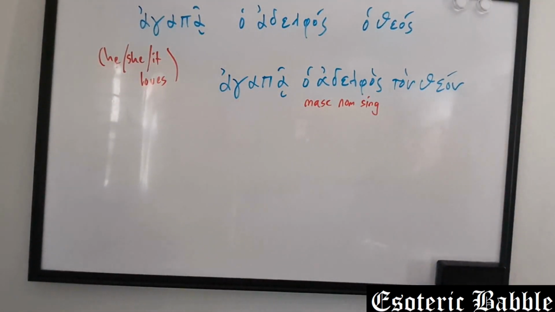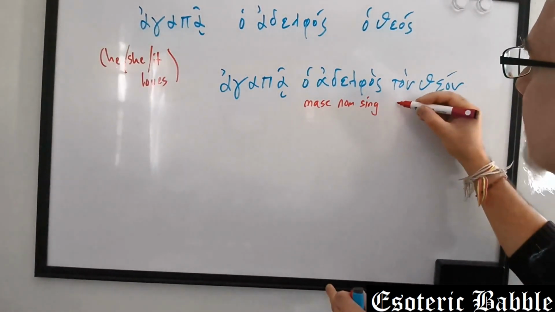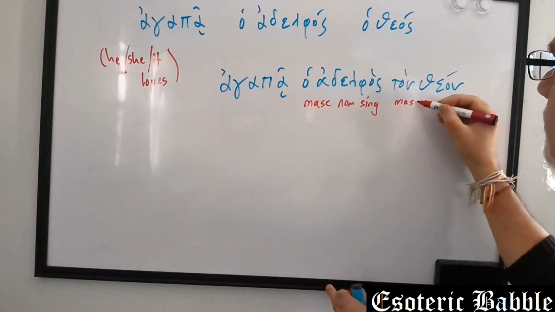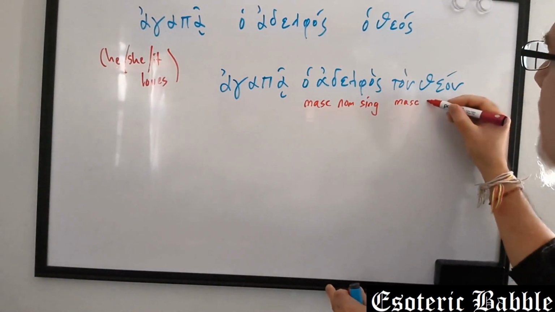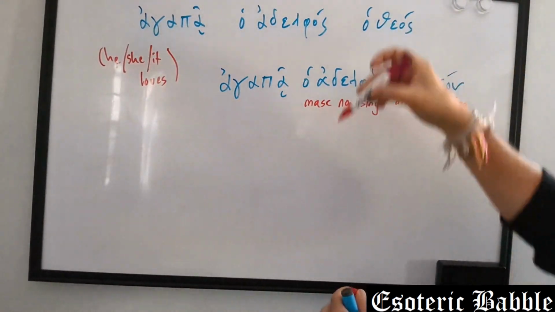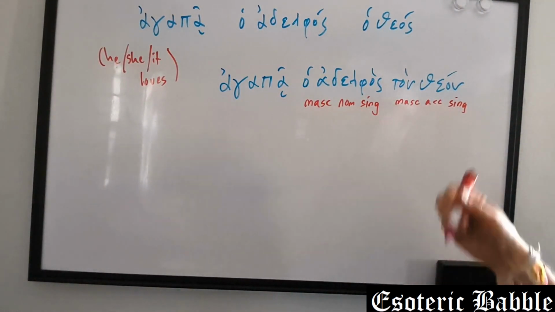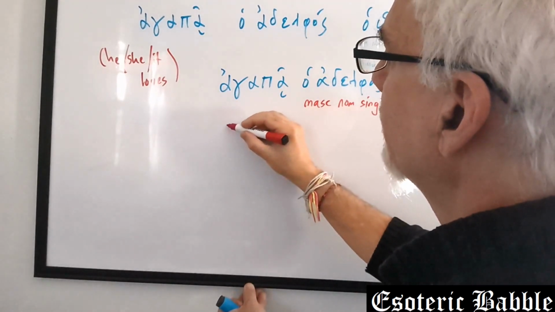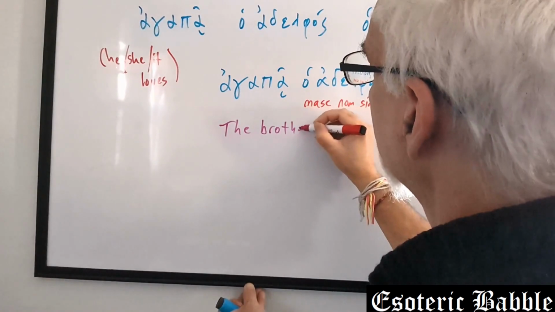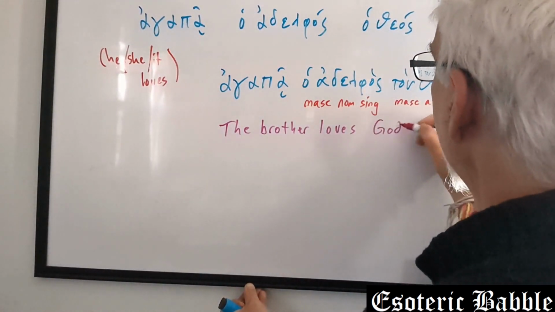And then we see ton theon, and we know from before that this is actually masculine. I didn't say that, but this is masculine, or I don't think I said it. Masculine accusative singular, meaning that it's the object of the verb. So altogether, we could say, I'll put it here, we'll say that the brother loves God.